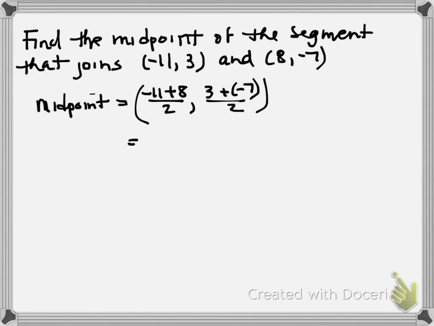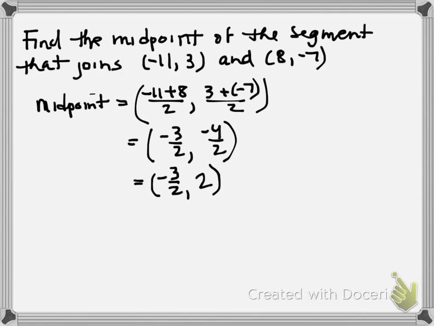Keep doing some math. We get negative 3 over 2, and we have negative 4 over 2. I can leave the negative 3 halves, but I do need to simplify negative 4 over 2 down to negative 2. And there's your answer. That is the location of the midpoint between those 2 points, okay? All right, now we're going to get a little bit more complicated.